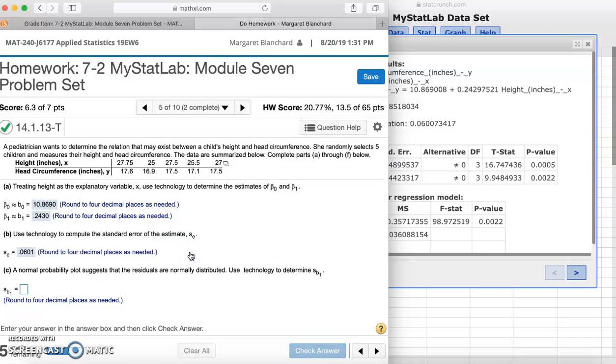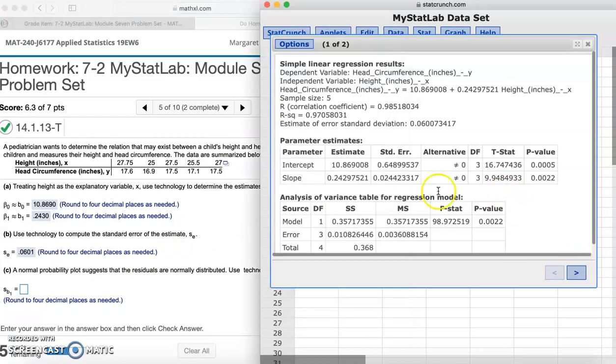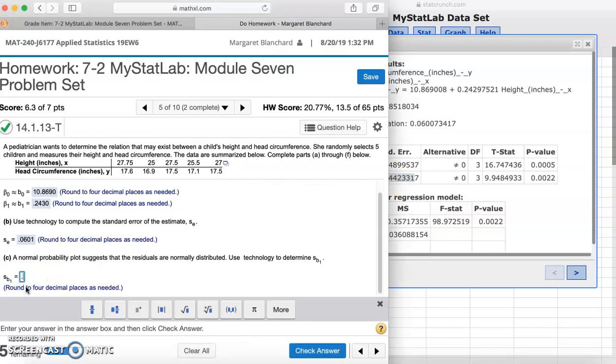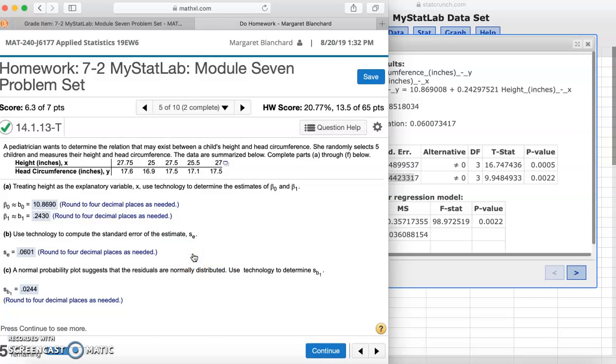Well done. Part C, a normal probability plot suggests that the residuals are normally distributed. Use technology to find the standard error of B1. So B1, remember, is your slope. So we're going to go to slope and go over to standard error. So we have it right here. Round to 4 decimal places. That's going to give us 0.0244. Check answer. Nice work.